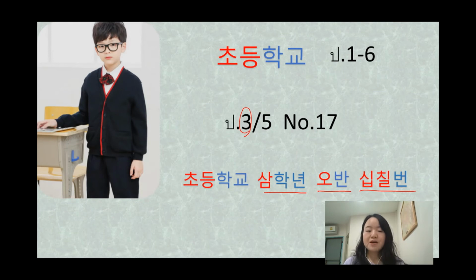Okay, now how about him? He is a student, right? Student is 학생. So how can we call him? It's 초등학생. So he is an elementary school student. You can say 초등학교 3학년 초등학생입니다. And if you want to tell the details, you can say which grade, which class. 초등학교 3학년 5반. Okay, 초등학생, 초등학교. Okay, 6 years.